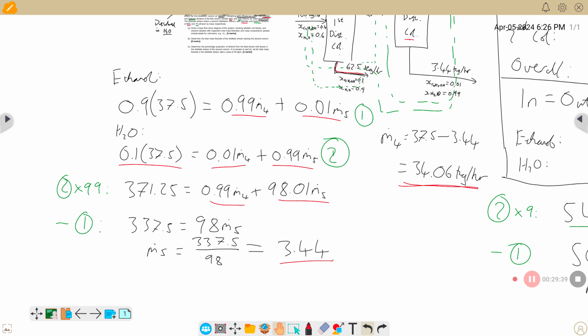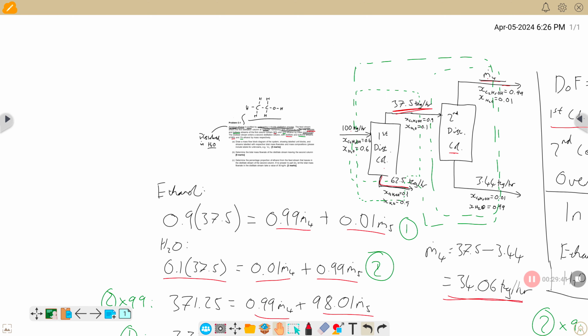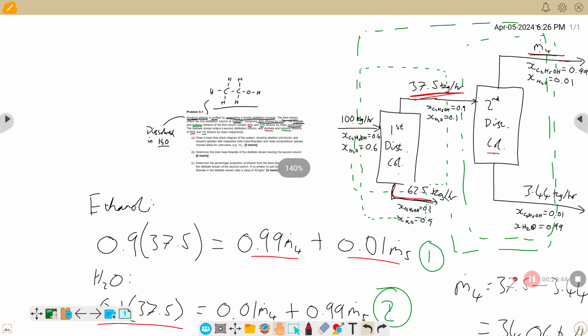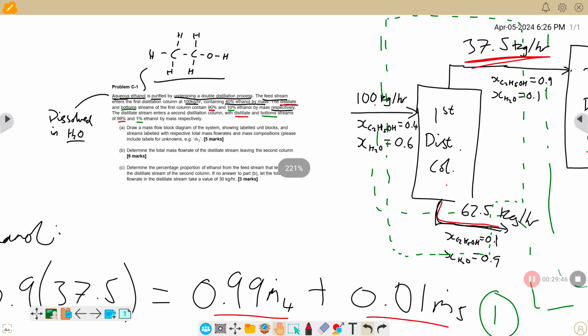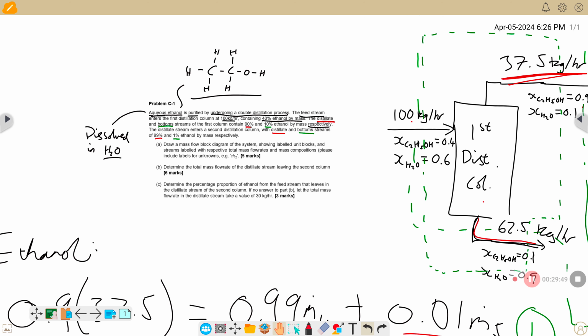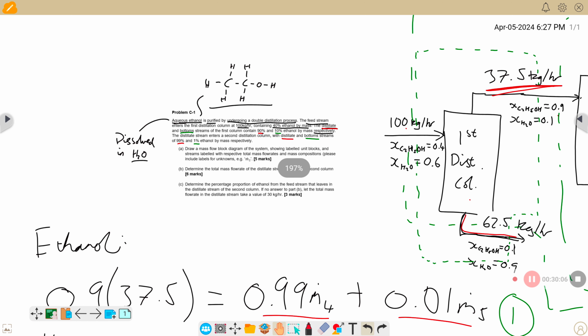So the final part of this problem, and this is something that students oddly get stumped on, is determine the percentage proportion of ethanol from the feed stream that leaves in the distillate stream of the second column.